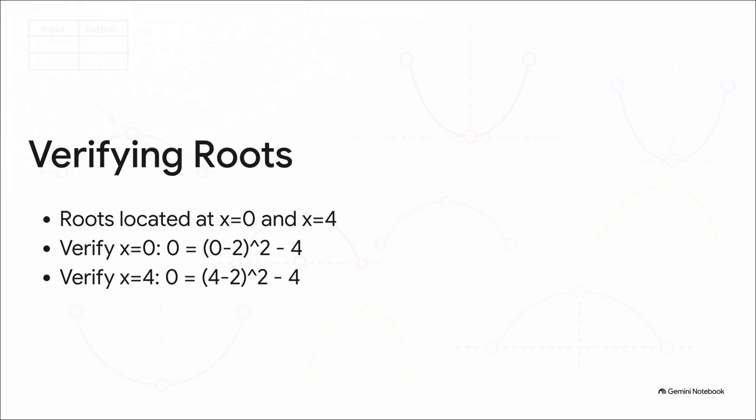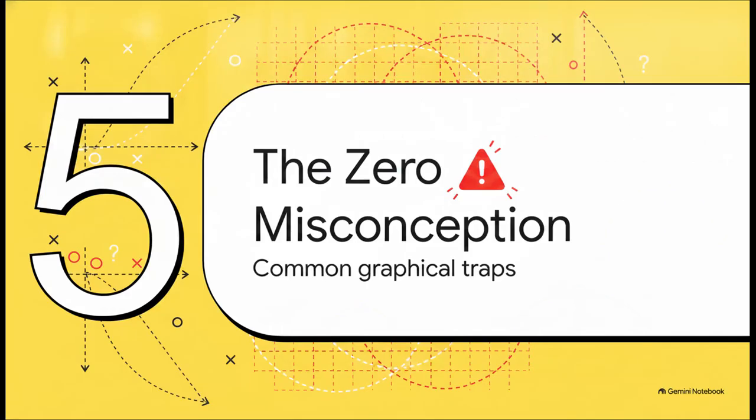We can flawlessly verify these graphical roots by substituting them back into the original equation. If we plug in 0, 0 minus 2 is negative 2, squared is 4, minus 4 equals 0. If we plug in 4, 4 minus 2 is 2, squared is 4, minus 4 is also 0. It's a perfect match. Section 5, the zero misconception.